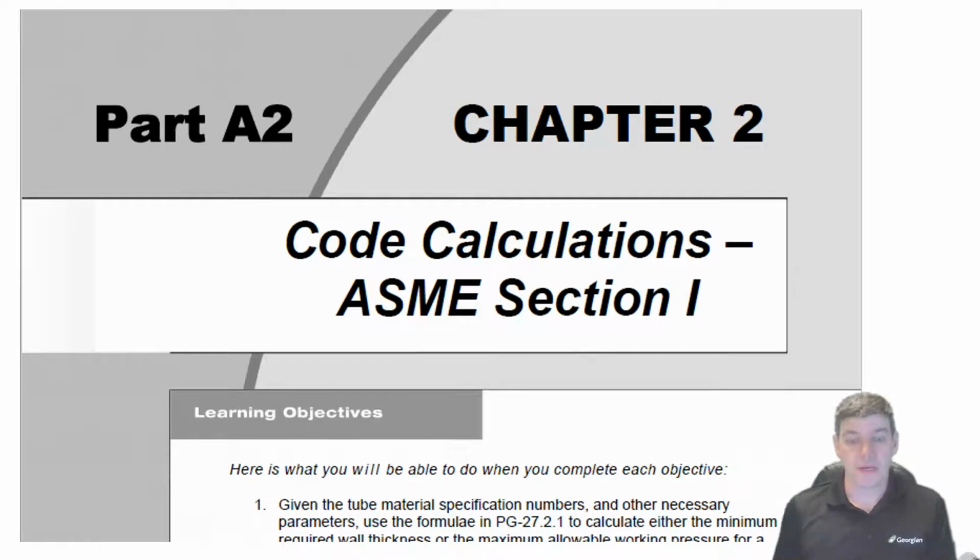So our code section that we use, or what we use out of the textbooks, is going to be part A2, chapter 2. And so we have a section on code calculations. So you'll have this as part of your A2 exam. So something that you need to be aware of when you go to write that exam. Most of our stuff in applied mechanics is the A1 exam. So this one's a little bit different for where you write.